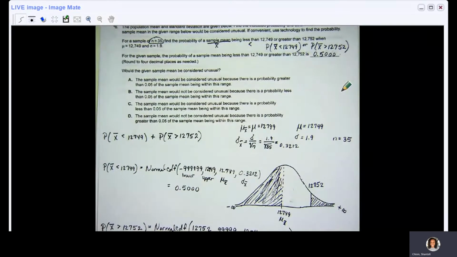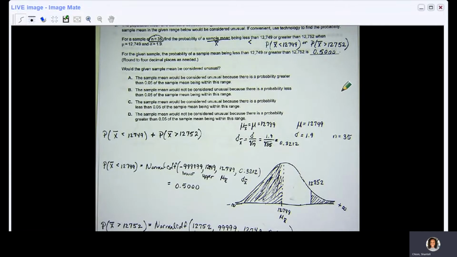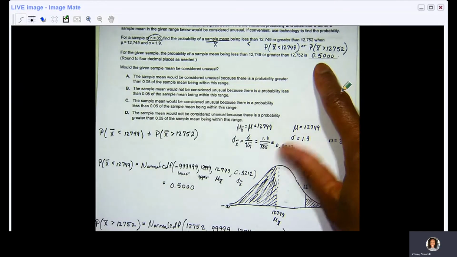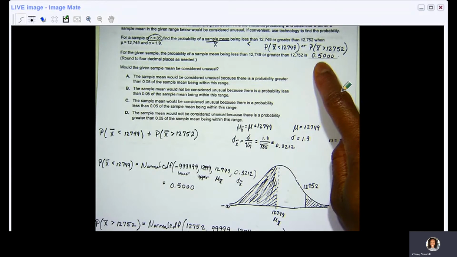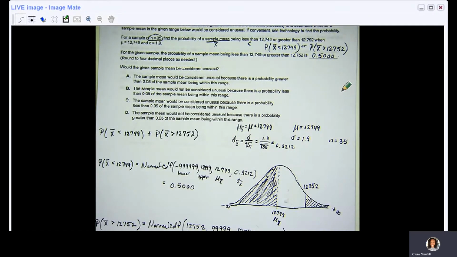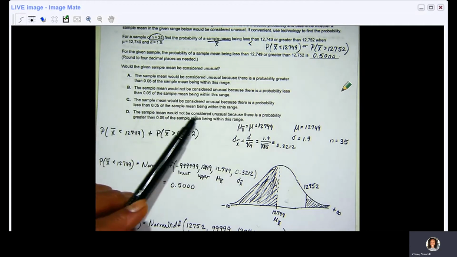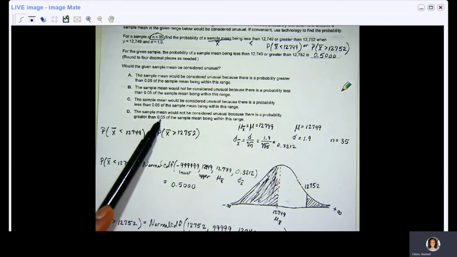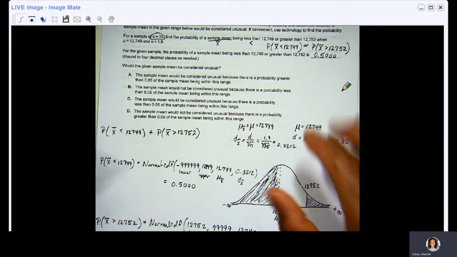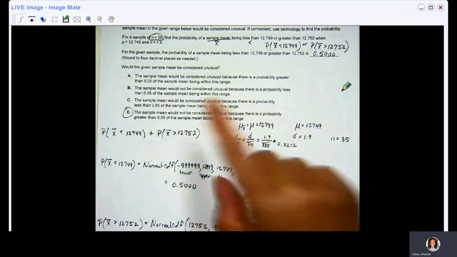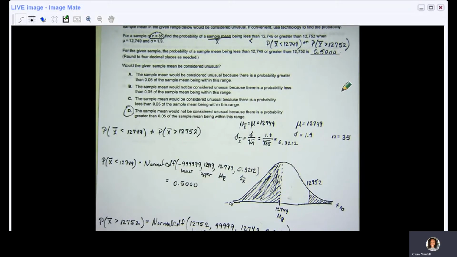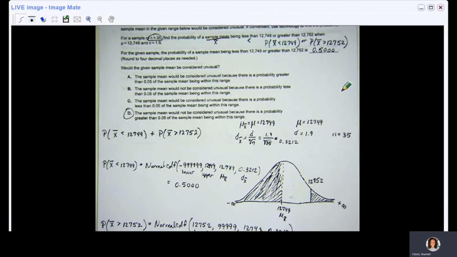Okay. Then it says, would the given sample mean be considered unusual? No, it wouldn't, because that probability is definitely greater than 0.05. So the sample mean would not be considered unusual because there is a probability greater than 0.05. Looking through the multiple choice, that answer would be D. The sample mean would not be considered unusual because there is a probability greater than 0.05 of the sample mean. So that would be D. The given probability is greater than 0.05, so it would not be considered unusual. Okay?